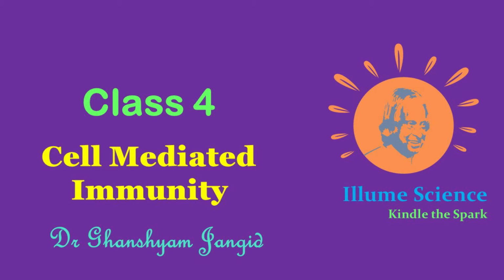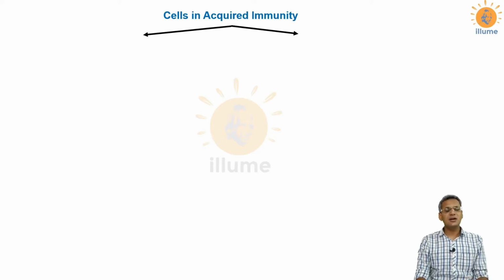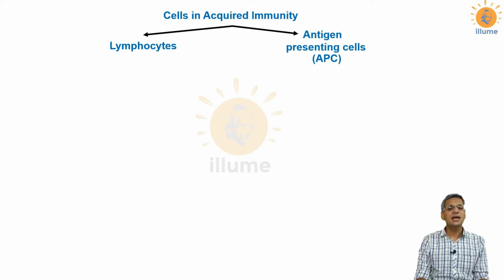We are continuing with the topic human health and disease. It's lecture number 4, and today we will discuss CMI, that is cell mediated immunity. First of all, I'll discuss the cells which have a role in acquired immunity. There are two types of cells which play a role in acquired immunity: lymphocytes and antigen presenting cells, APCs.